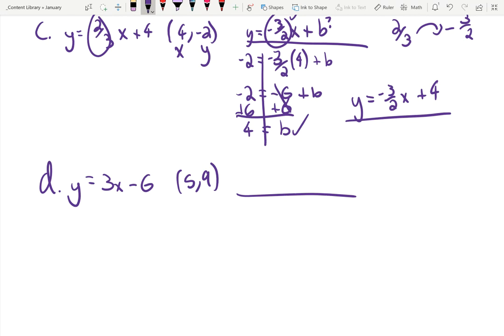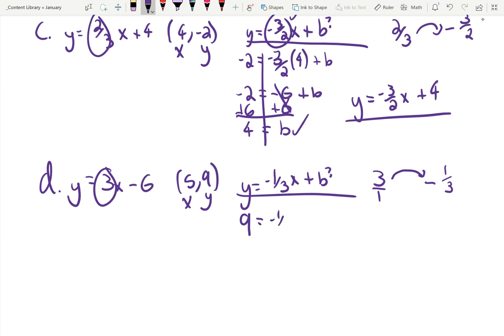So remember, opposite reciprocal comes first. 3 is our current slope, or you can think of it as 3 over 1. The opposite reciprocal will be a negative, and then flip it over, 1 over 3. So our new slope would be a negative 1/3. But what will the correct y-intercept be? Remember, plug in the x, plug in the y. So we're going to plug the 9 in for the y, and we're going to plug the 5 in for the x.